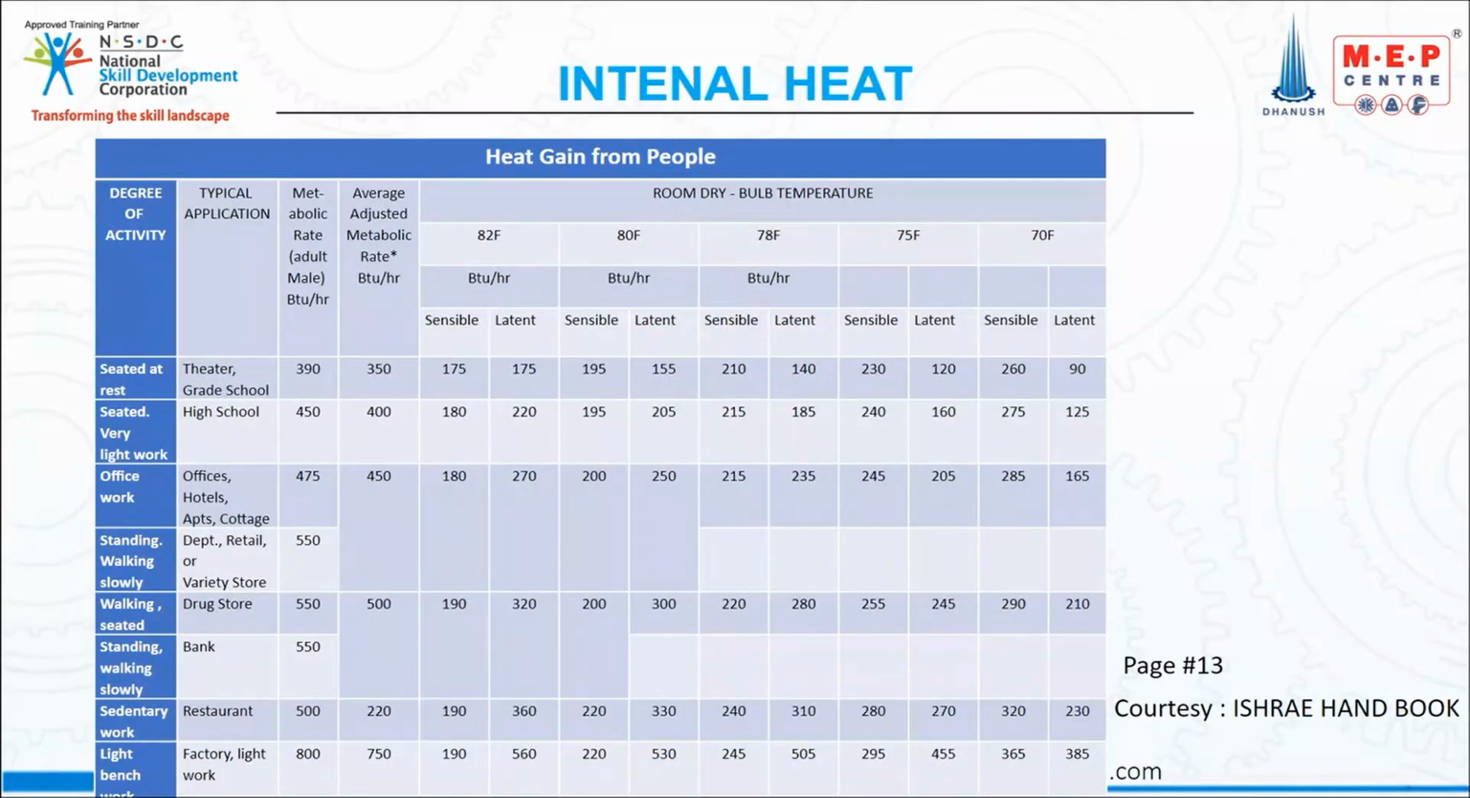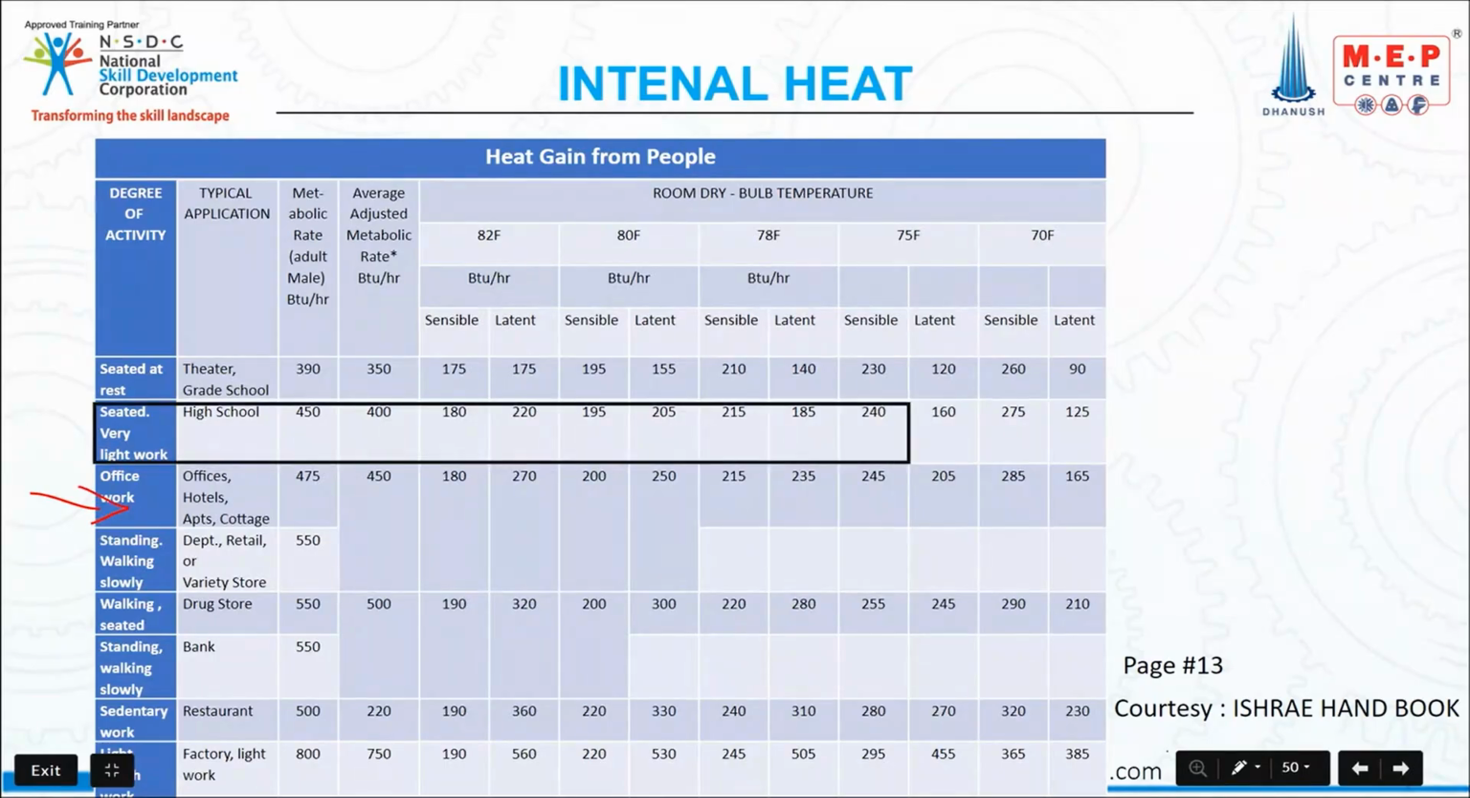So from page number 13, heat gain from people. If we come to the heat gain from people, we are considering the people at office work. Sir, you may ask why we are considering office work? Because the apartments are included in office work.